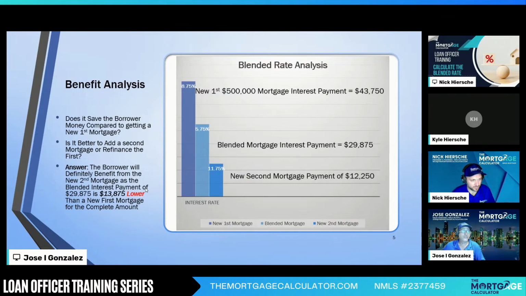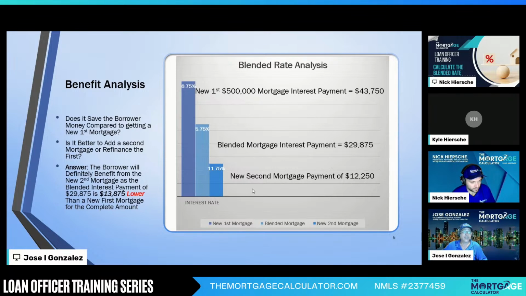So now we do our blended rate analysis and we break down the savings, right? Does it save the borrower money compared to getting a new first mortgage for the full amount, right? For the 500 grand. So if we say they get an 8.75% rate, let's say it's going to be, maybe, non-QM cash out, right? Something like that. And the interest expense on a yearly basis there is $43,750, right?